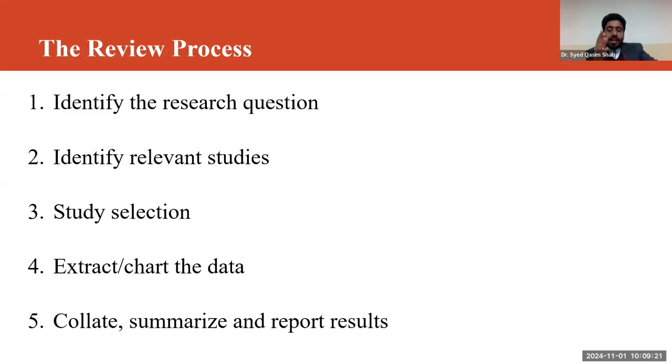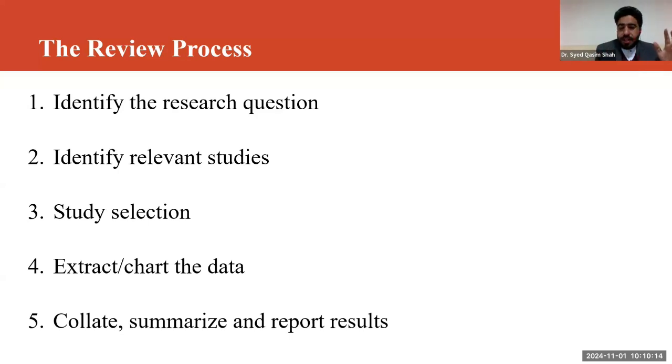Then we identify the relevant studies. What are the different relevant studies there? Then what studies need to be selected for our systematic review? After we have selected certain studies, certain articles, journals, papers, whatever, then we extract or chart the data. Whatever data we are getting and extracting from these databases, we then collate, combine, summarize and report whatever we have achieved. So remember these 5 steps that we follow for any systematic literature review protocol.